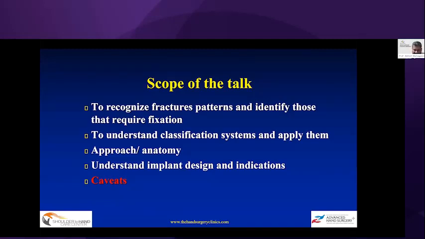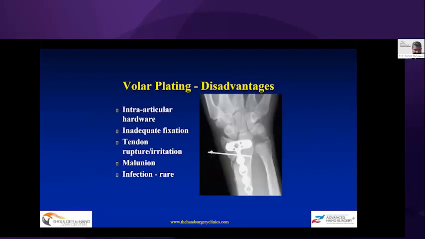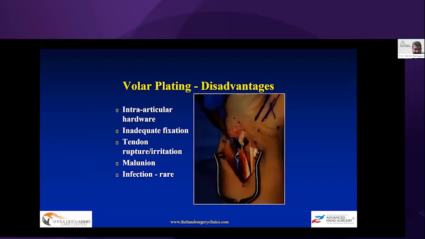However, distal radius fractures, although being so common, and everyone does them at every step of their career, have certain caveats that we need to remember and identify. One of the most important aspects is the problem related to intra-articular hardware and inadequate fixation. This usually happens when we fail to recognize the type of fracture and the implant design. Tendon irritation and ruptures are again very common, both flexors and extensors. Malunions and infections are usually rare.